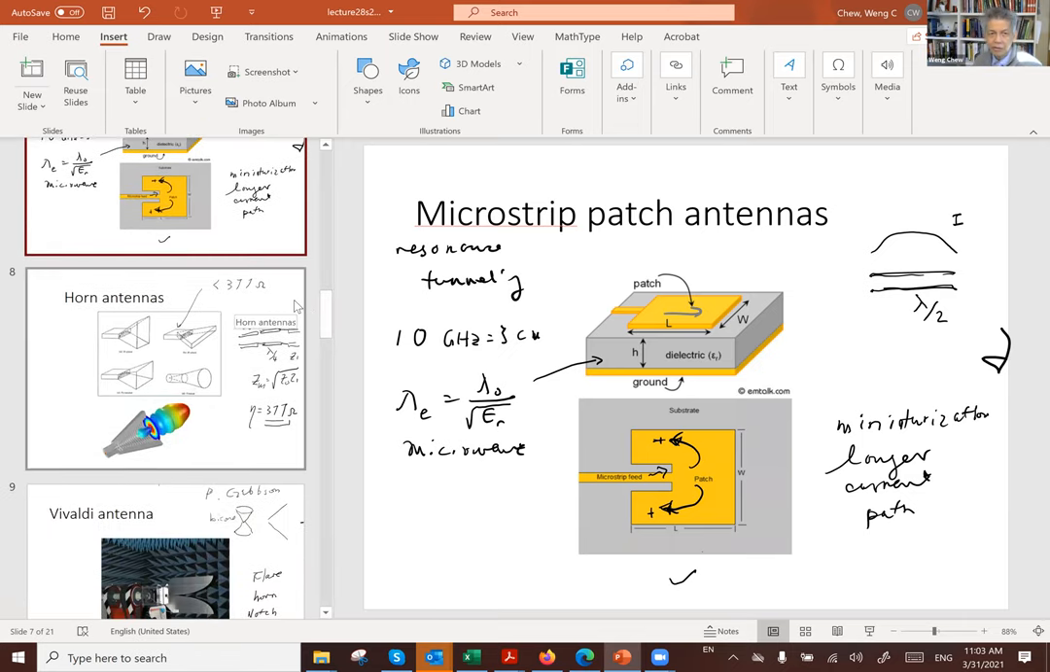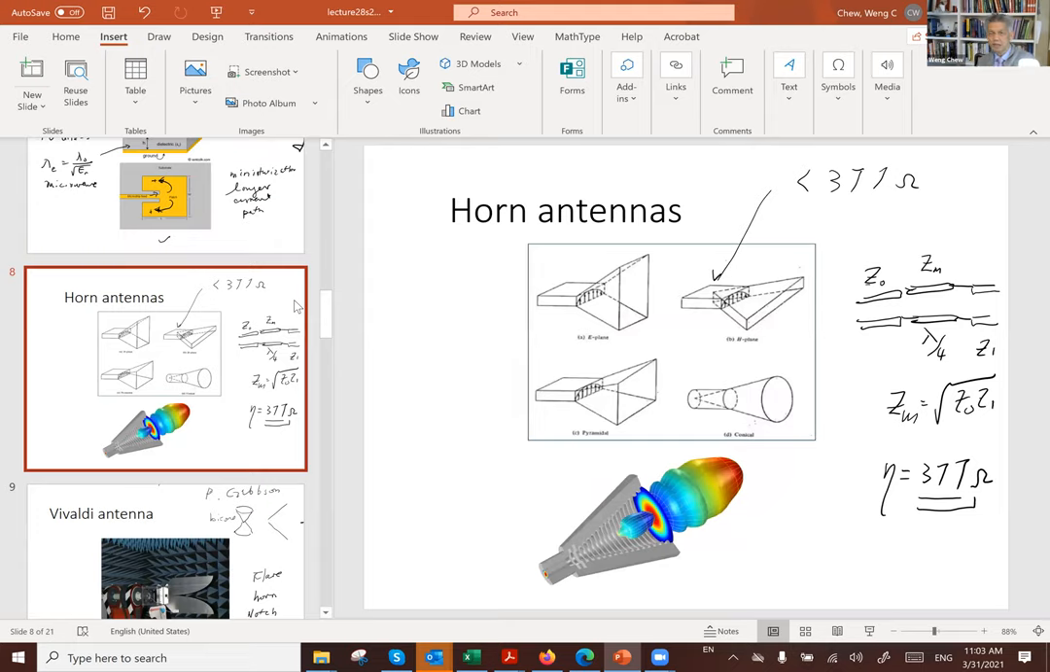So we're going to use heuristics to understand things now. The next antenna I'd like to describe to you is the horn antenna. It's a flared horn. You can see that the horns are flared. So why do we need to flare the horn? It is quite easy to understand from the concept of impedance matching.